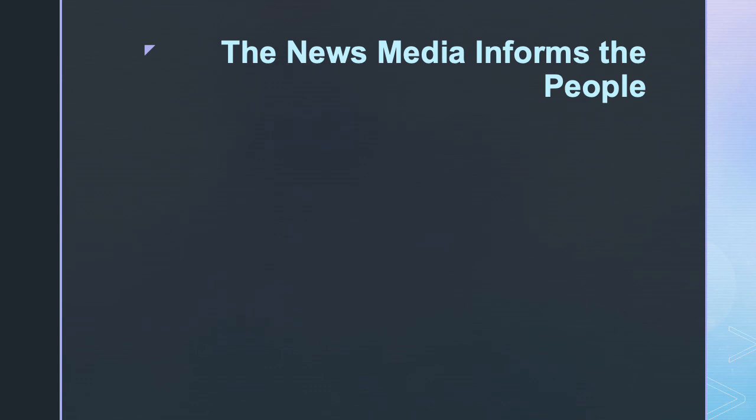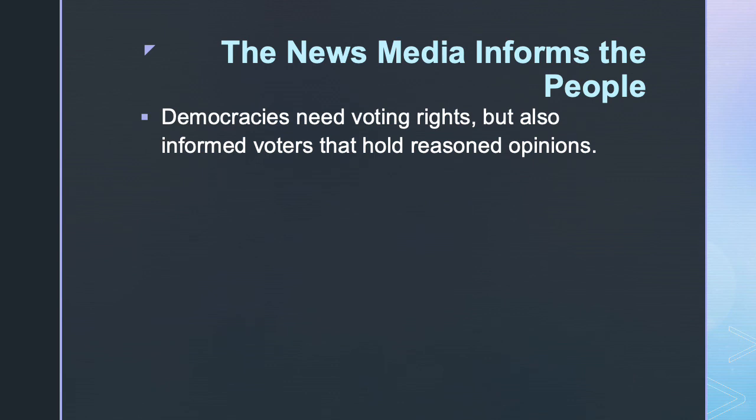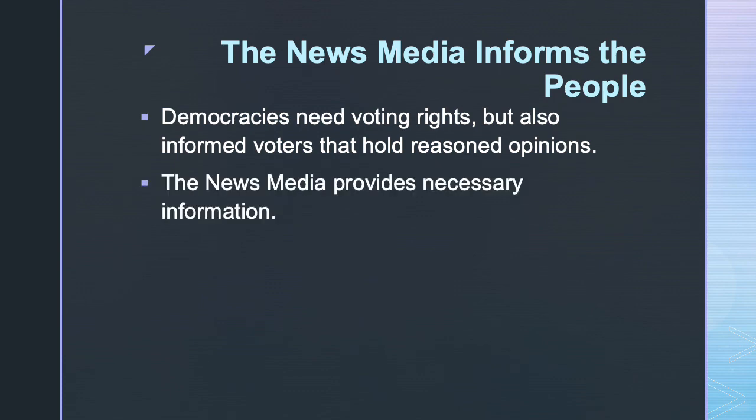As we've been discussing throughout the course of this semester, there are certain qualities that democracies must have to ensure that they are in fact democratic. One of the things we've talked about is voting rights, since democracy is government of, for, and by the people, the people need to have a significant say in the decisions that are made, and a lot of times their voices are heard through the process of voting. But another necessary quality is that when people vote or take action, the actions they take are informed and reasonable. And so democracies need voting rights, but they also need informed voters that hold reasoned opinions. And the news media, at least ideally, provides this necessary information for voters to act in a knowledgeable and informed way.